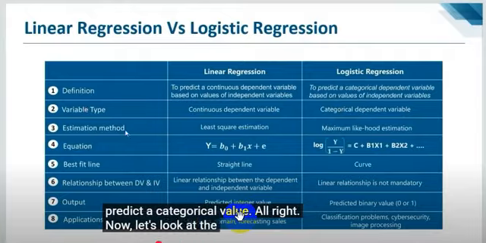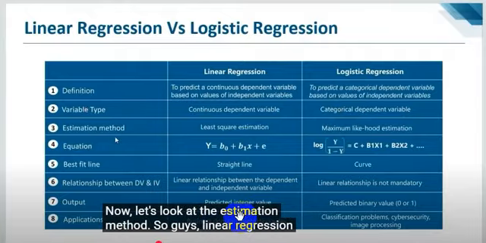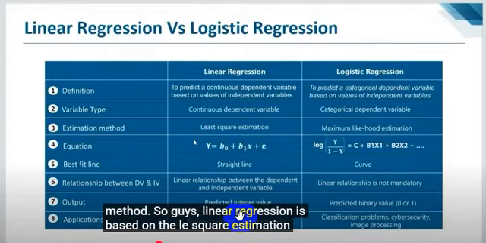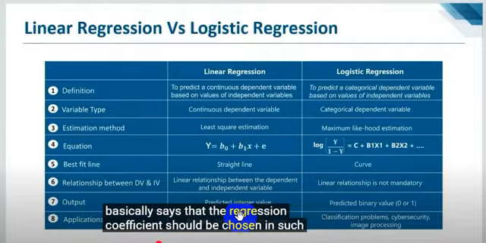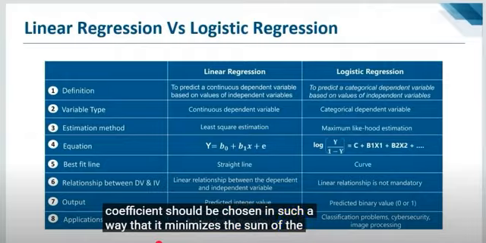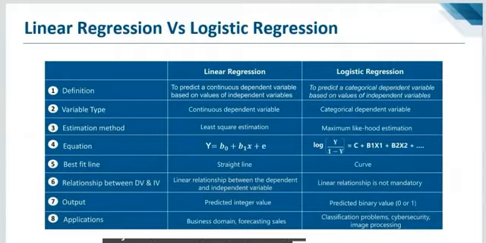Now let's look at the estimation method. Linear regression is based on the least square estimation, which basically says that the regression coefficients should be chosen in such a way that it minimizes the sum of the square distance of each observed response. This is in depth about linear regression, so that's why I'm going to leave a link in the description. Logistic regression on the other hand is based on maximum likelihood estimation. This basically says that the coefficients should be chosen in such a way that it maximizes the probability of y given some value of x.